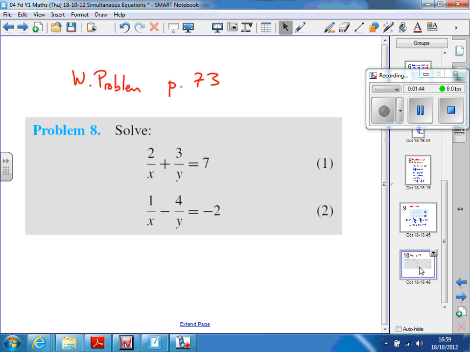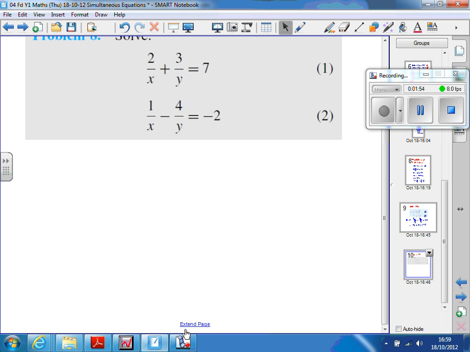I really want to focus on this one though. Let's look at this. Now, the way the book goes through this is that it makes a substitution. X is what we're after, the value of x. But if I think of equation number 1, this could be thought of as 2 times 1 over x plus 3 times 1 over y equals 7. That's another way of writing equation 1.